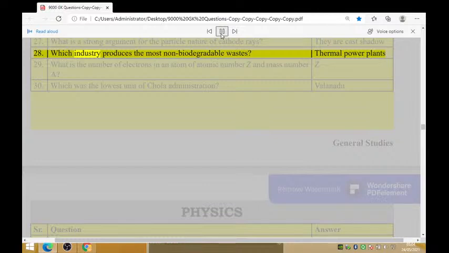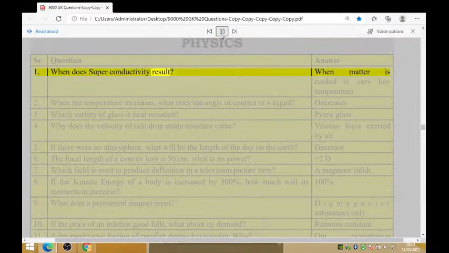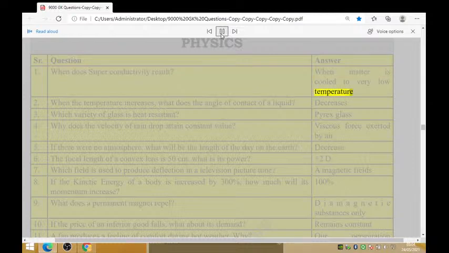Systemic question answer. 1. When does superconductivity result? When matter is cooled to very low temperature. 2. When the temperature increases, what does the angle of contact of a liquid do? 3. Which variety of glass is heat resistant? Pyrex glass. 4. Why does the velocity of a raindrop attain a constant value? Viscous force exerted by air.